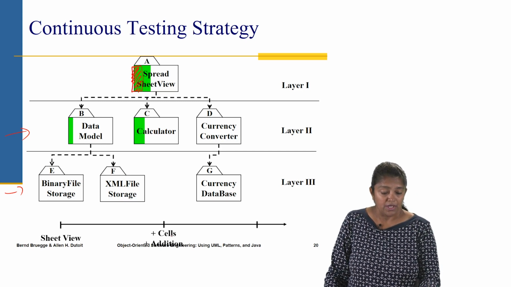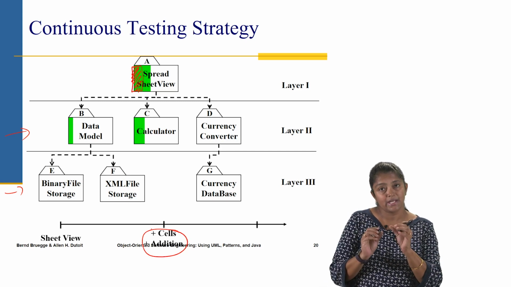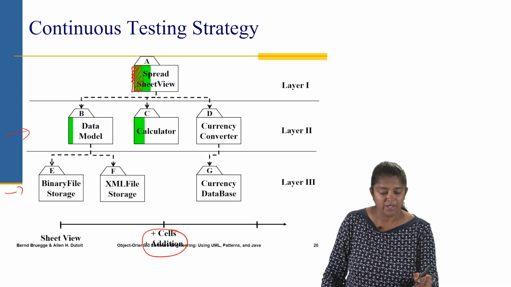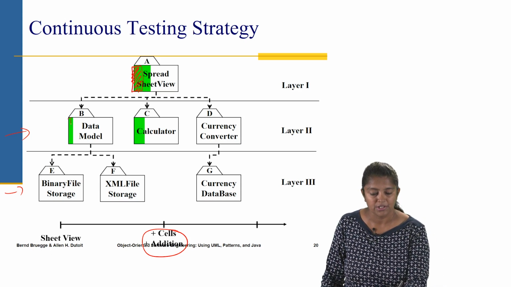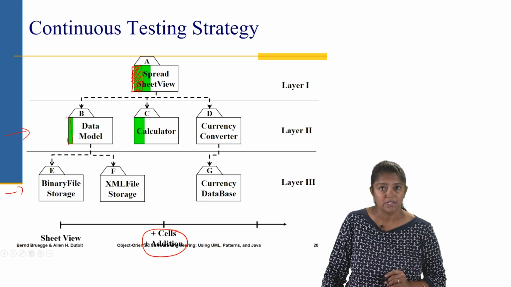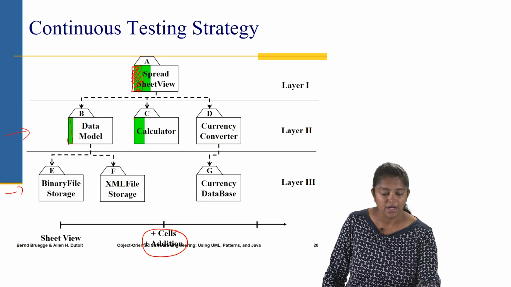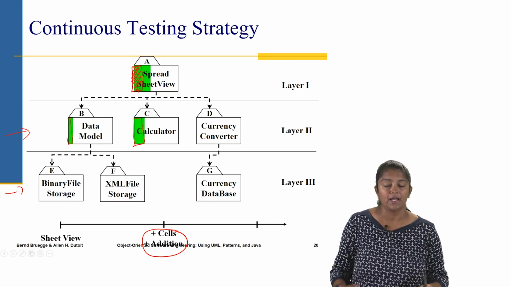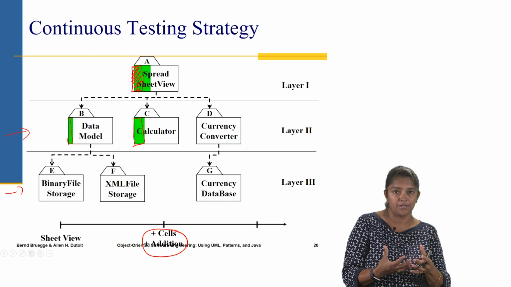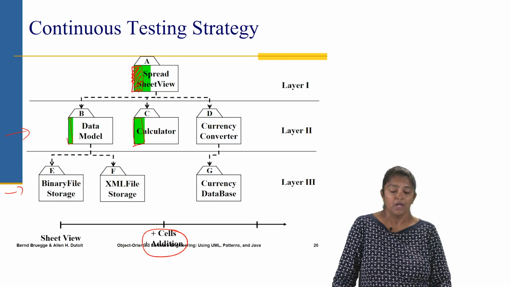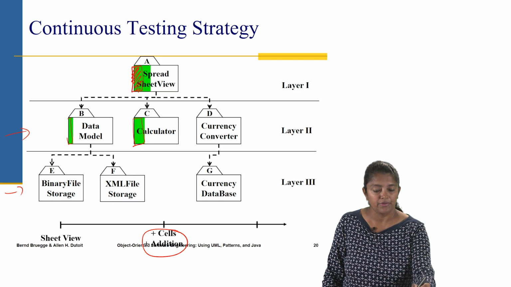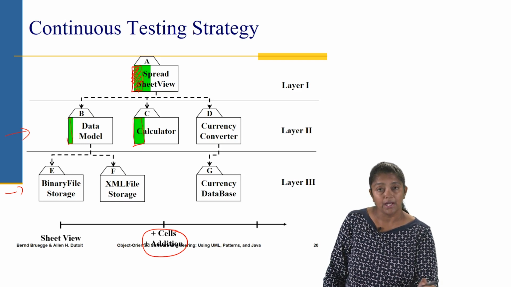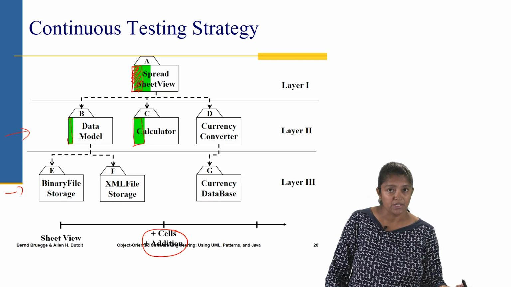Now next, say we add the functionality of cells and then addition. So basically cells are added by adding some functionality to the data model subsystem, and then the addition feature is included by adding part of the functionality of the calculator subsystem. So now you see that we're further adding to each of the layers, to the different subsystems.